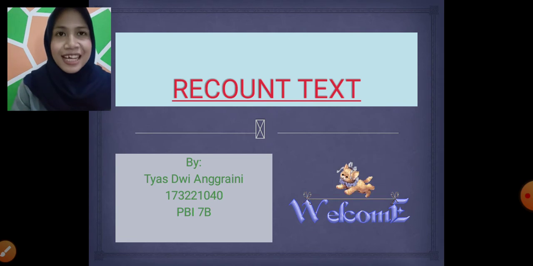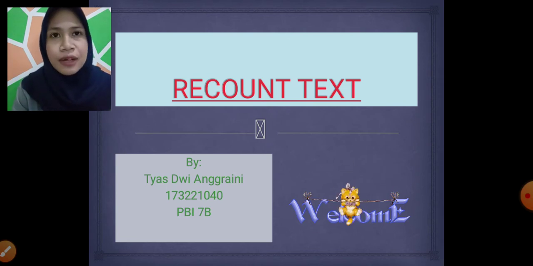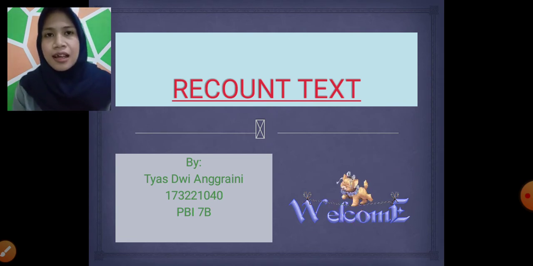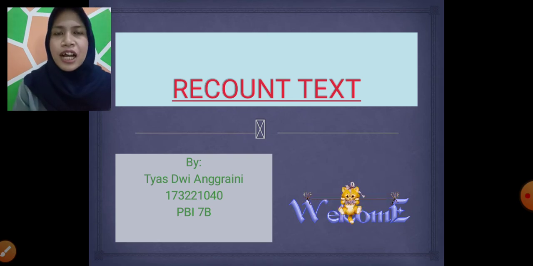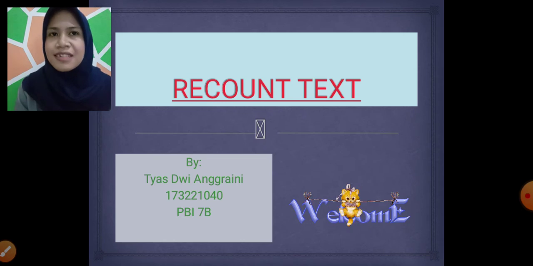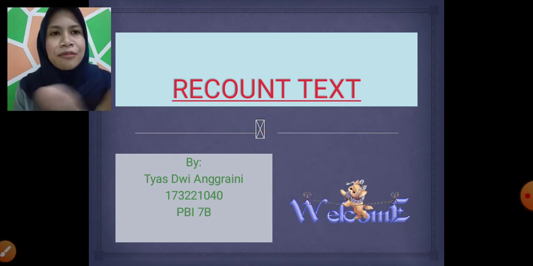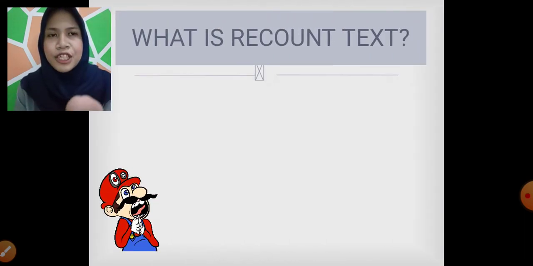Okay, in this section, I would like to tell you about recount text and share with you the social function of recount text, the generic structures, the language features, the chronological connections, and the last is the verbs that are used in recount text. Okay. Now we move to our materials.